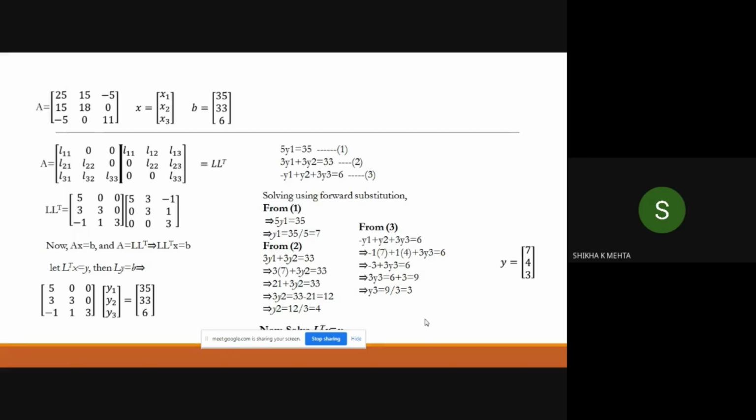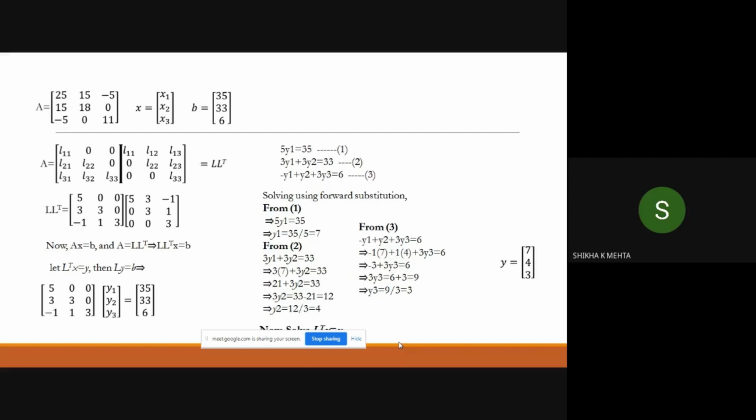Now from simply looking at these, the task becomes simpler. So y1 is equal to 5. We can simply see over here 5y1 is equal to 35, so we can compute the value of y1 is equal to 7. Then we take 3y1 plus 3y2, because the next entry is 0. So 3y1 plus 3y2 is equal to 33. We know the value of y1 is 7, which we have computed. So from the second equation, we put the value of y1 as 7. Then 3y2 is equal to 33 minus 21, which is 12. So y2 is equal to 4.